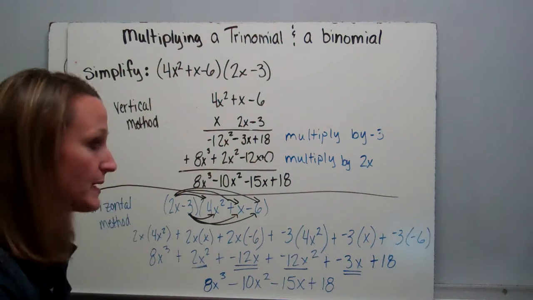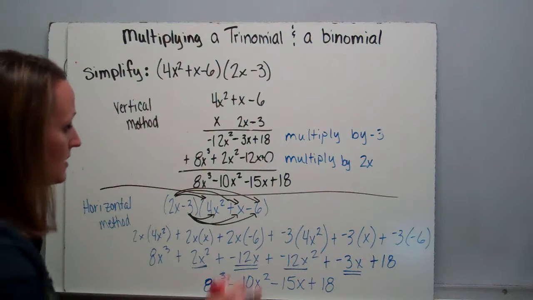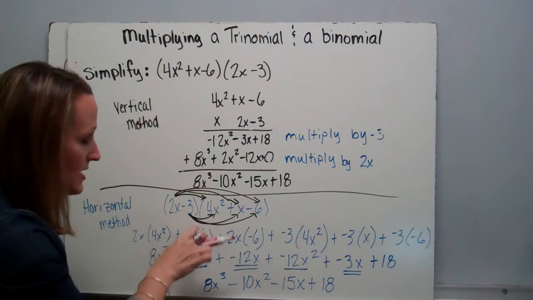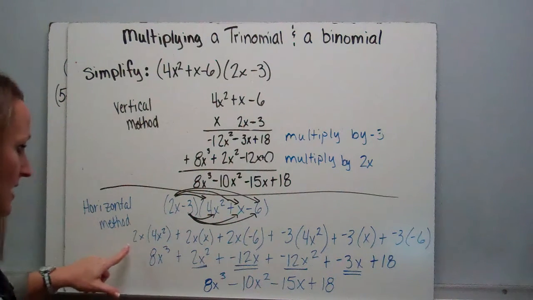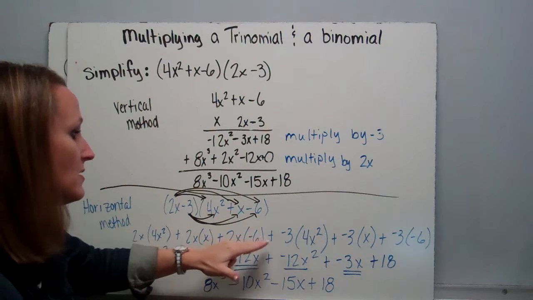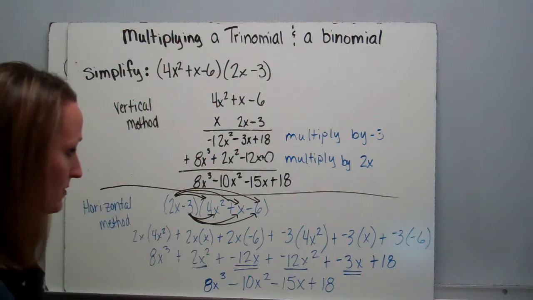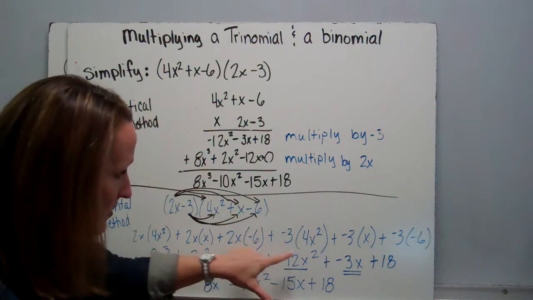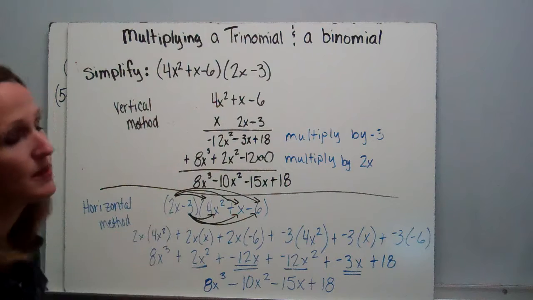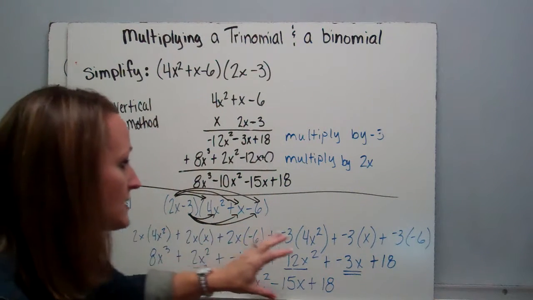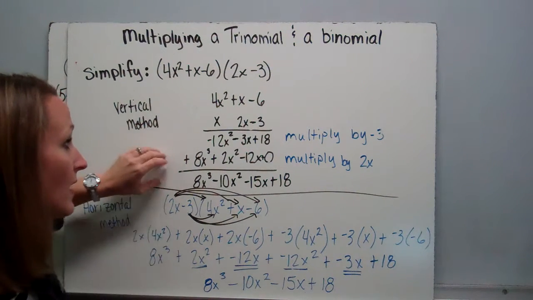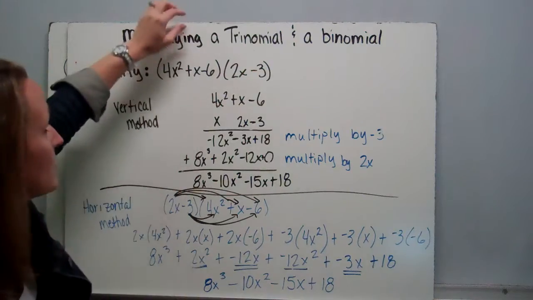Plain old long multiplication. Now, I can also do it horizontally, where I have to take and distribute 2x to all three of these terms, and distribute negative 3 to all three of these terms. As you can see, here's my distribution. 2x distributed to all three terms. Here's my negative 3 distributed to all three terms. Here's where I've worked it out. And then at the end, I combined like terms. I got the same answer in both problems. This gets kind of ugly, and there's a lot of room for error. So if I were you, I would stick with this, but you can go either way.